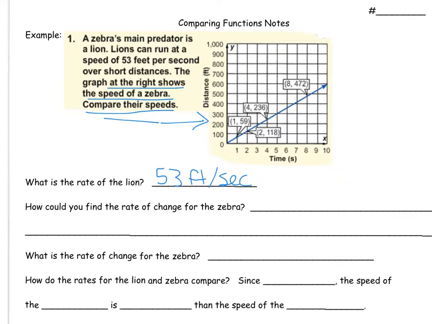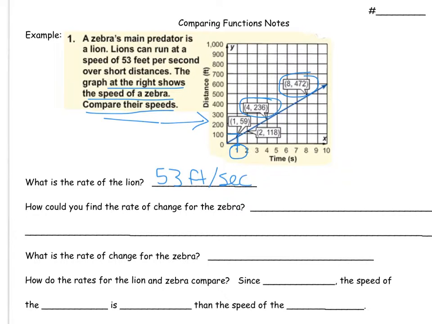So how can we find the rate of change for the zebra? I would say that we should choose 2 points and then use the slope formula. However, right here we are given the rate at 1. So we see the rate right there, 59. For 1 second, he's going 59 feet.